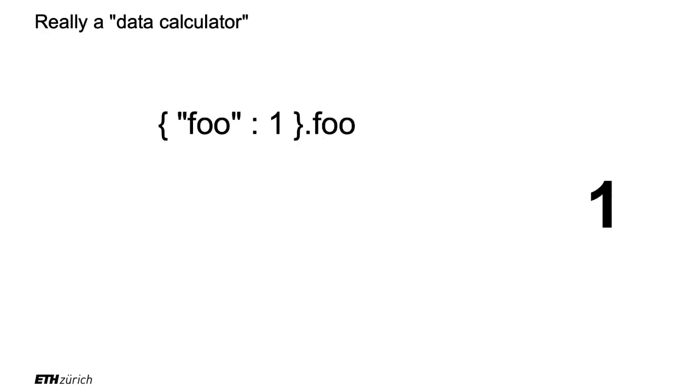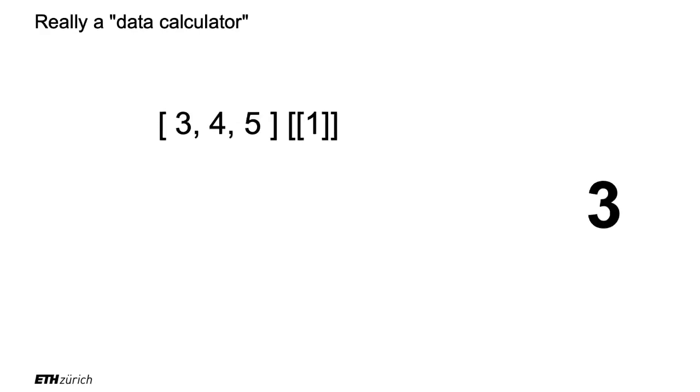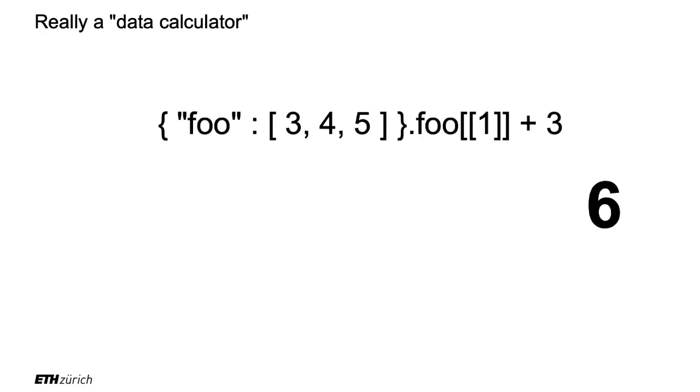For whom is that intuitive, this and this? That in the same query, you build an object, copy-paste, and then followed by navigation. Who finds it intuitive? Awesome, perfect. So it's just a big calculator. This is something more complex, where you have this object, dot foo gives me the array 3, 4, 5. Double square bracket 1 accesses the 3, and plus 3 gives me 6. That's just a more complex query.